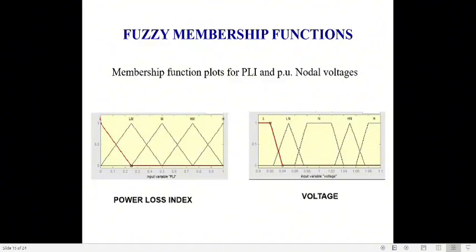Fuzzy membership function. Membership function plot for PLI and per unit nodal voltages. These are the two graphs for the input variables. The first one is for power loss index and the second one is for voltage. Here we have considered the triangular waveform for power loss index, and the voltage input variable consists of a combination of trapezoidal and triangular waveforms.